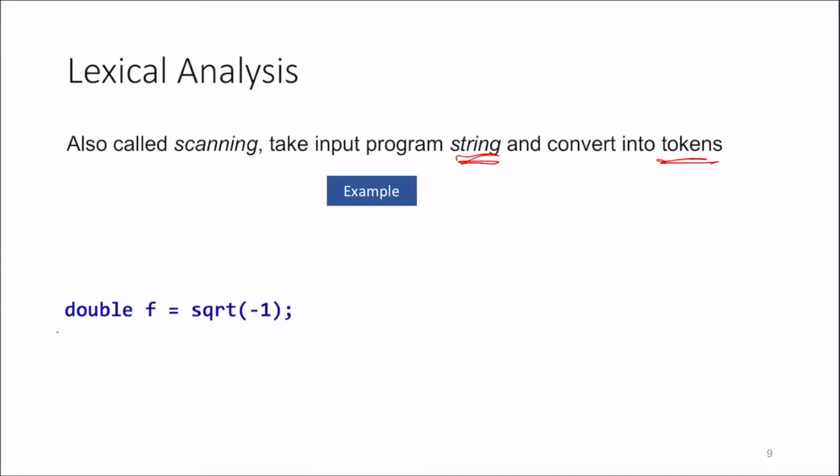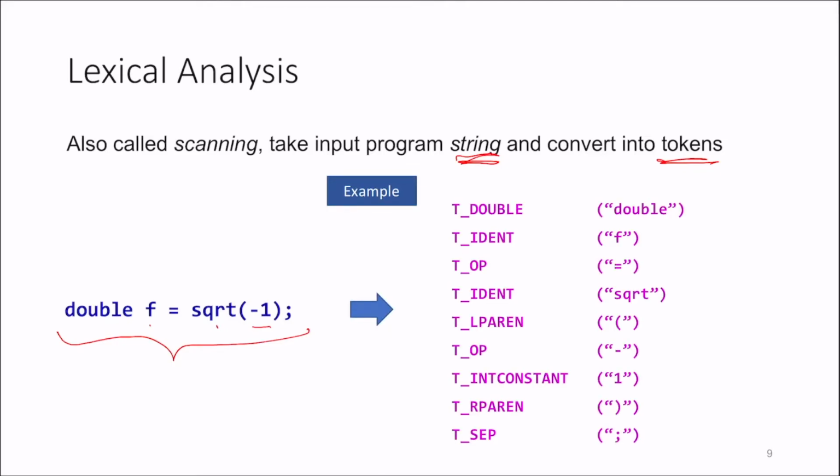Let's say this is my input. The input is defining a variable f, and it's calling a function square root with an argument -1. That's what's going on. At the lexical analysis level, all we're going to do is find the tokens. The first token is double. That's a reserved word in this language. Double cannot be the name of a variable because it's reserved to be a type. And then the second token is the identifier, which is the variable f.